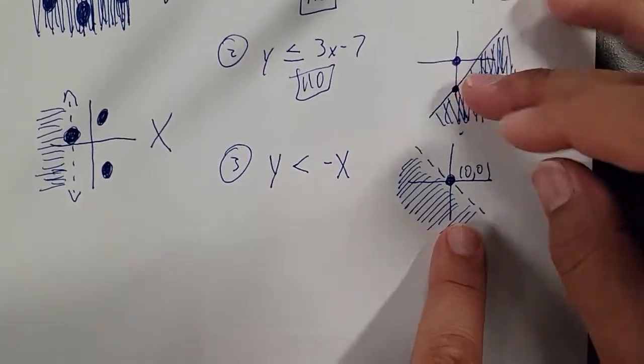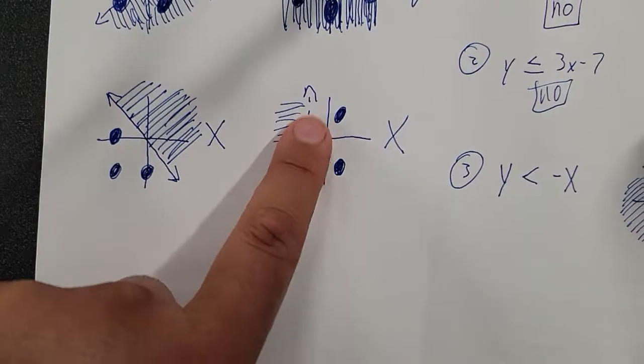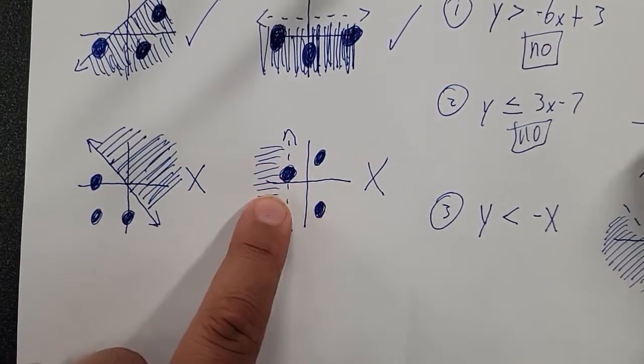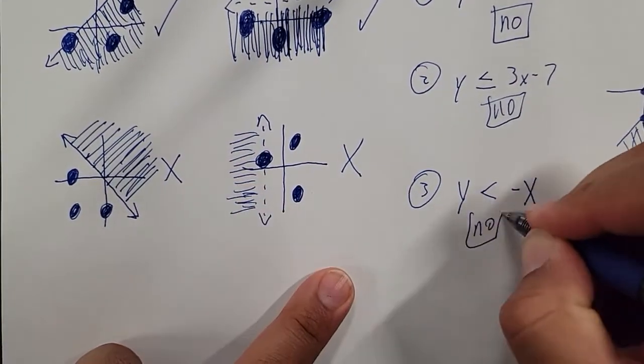So now this is where a lot of people got tricked. They're like, oh, look, we're good. No, guys, we're right here. Remember, it cannot be on a dotted line. This is still not going to be a good one.